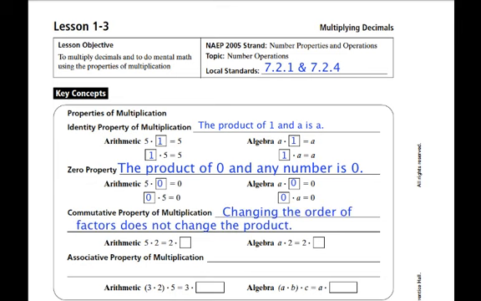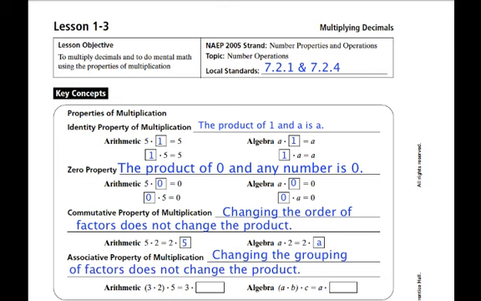Commutative property of multiplication is our third key concept or property today. Commutative, again, is changing the order of factors does not change the product. In other words, you can rearrange the numbers. Doesn't matter what order you multiply in, you're still going to get the same answer. Taking a look at our first example, 5 times 2 is exactly the same as 2 times 5. In terms of algebra, A times 2 is exactly the same as 2 times A.